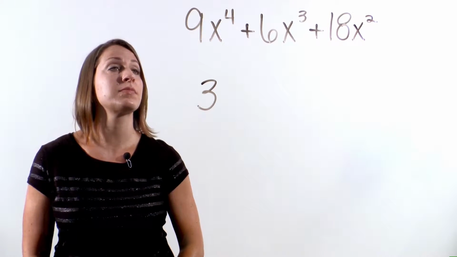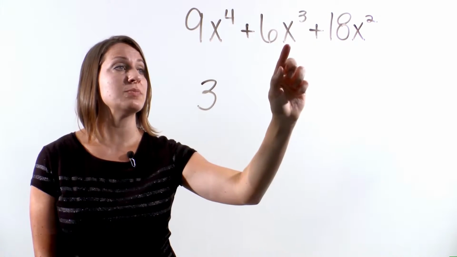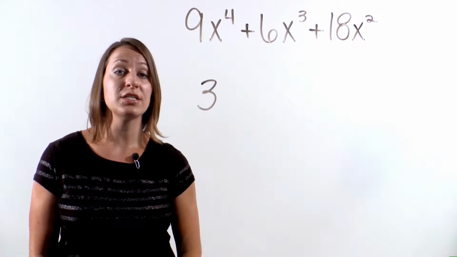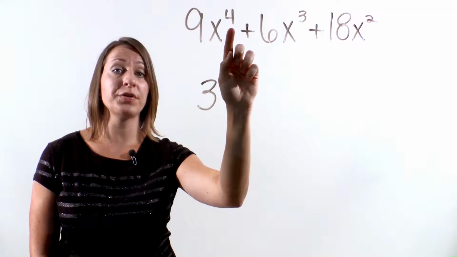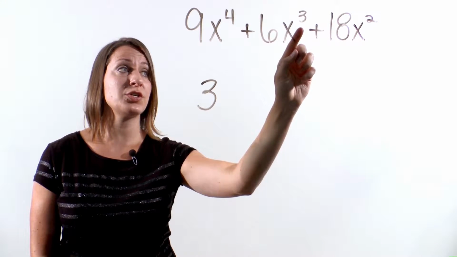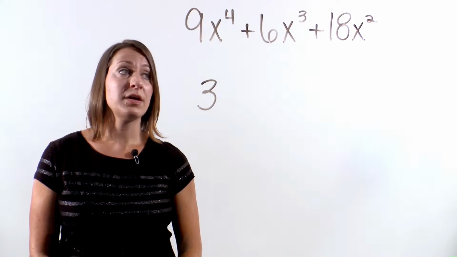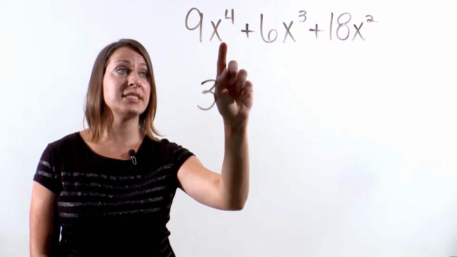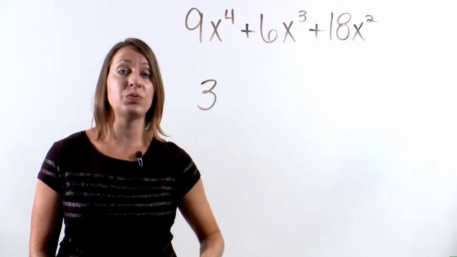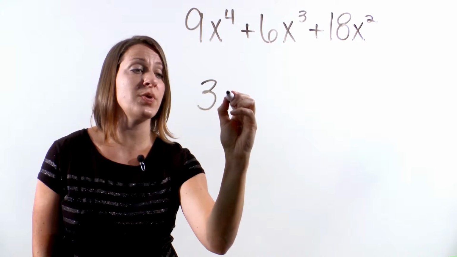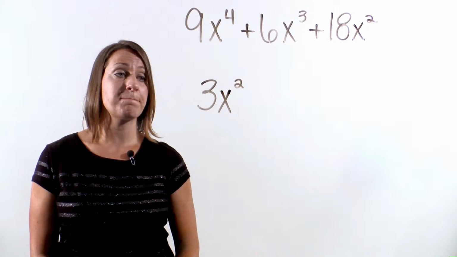Next, as we pointed out before, they do all have x terms, but how many x terms do they have in common? This one is x to the 4th, x to the 3rd, and x squared. Even though this one has 4 x's, this one has 3, and this one has 2, we can only say they have 2 in common. So x squared will be our common term.